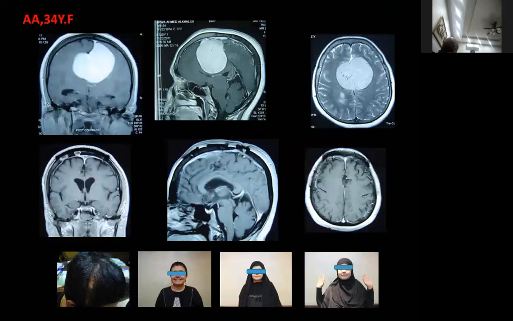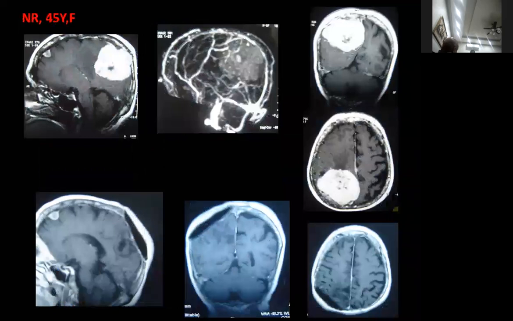Again, this patient with this tumor. This is from Yemen. And this one, look at the sinus being closed. And of course, they have bilateral, they have another meningioma there.